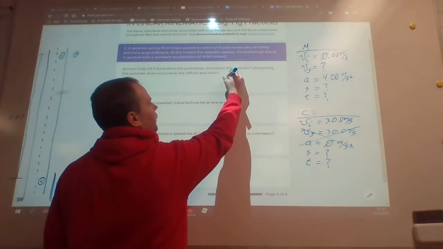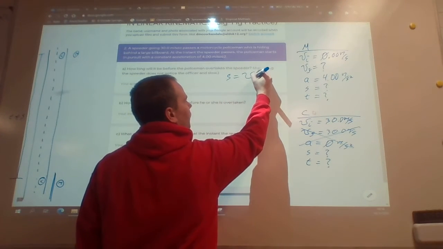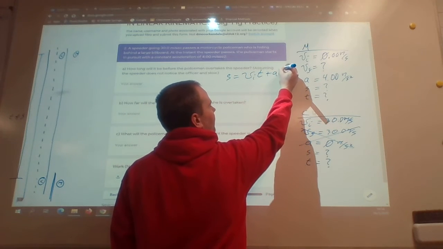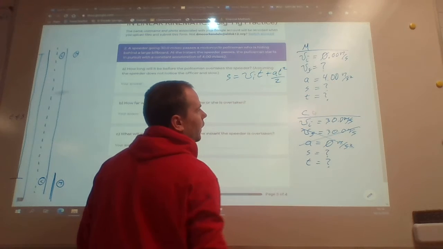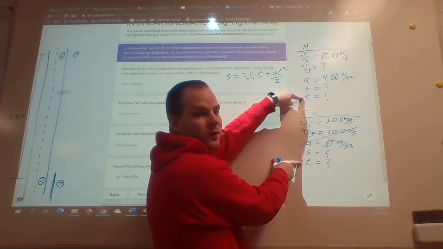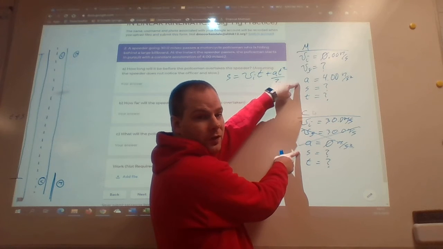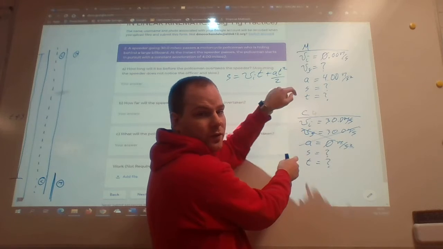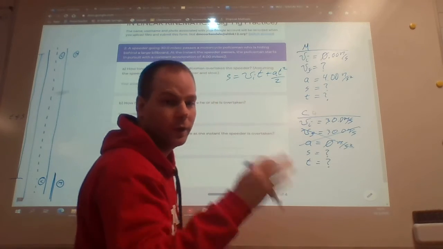Well, I'll write the equation here. S equals V_i T plus A T squared over 2. We know that S and T have to be the same for both of them because they're going to travel the same distance and they're going to do it in the same amount of time. So S and T, we don't need any extra subscripts on. They are just the same.